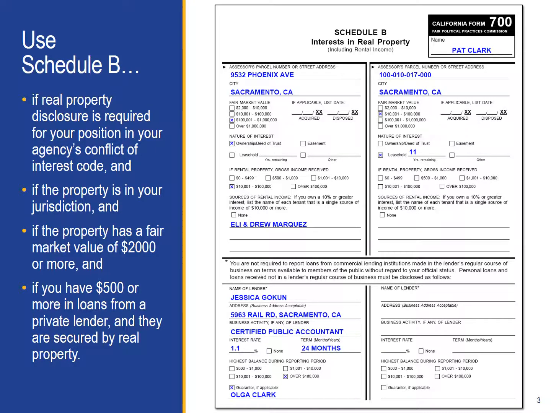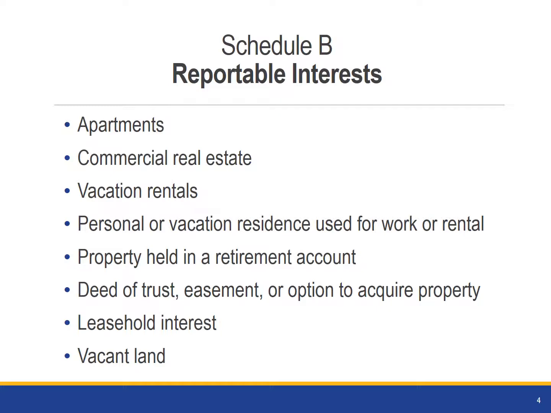This slide shows various types of reportable interests that you may have to disclose. In general, you will report real property interests that you own that are located in your agency's jurisdiction and that generate income for you. For more information on reportable and non-reportable interest in real property, see the Form 700 instructions and reference pamphlet.